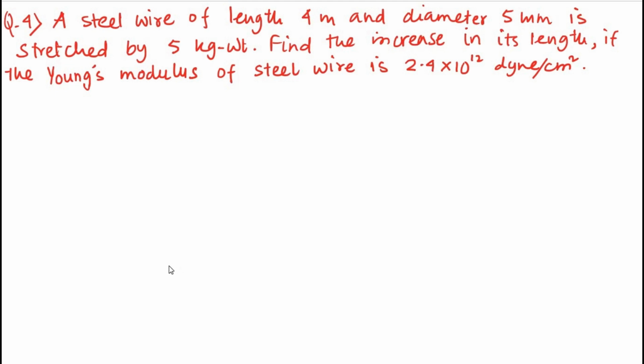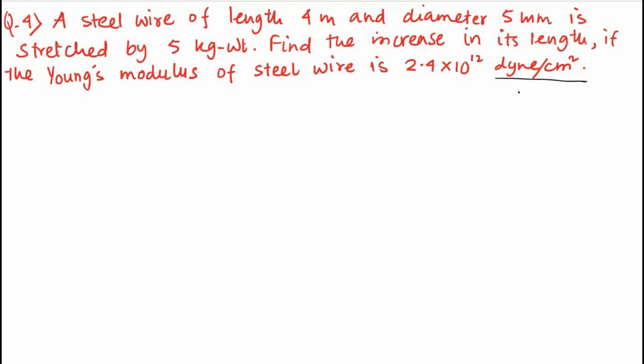Question number 4. A steel wire of length 4 meter and diameter 5 millimeter is stretched by 5 kg weight. Find the increase in its length if the Young's modulus of steel wire is 2.4 into 10 to the power 12 dyne per centimeter square. Okay, so according to the question, you have to remember one thing, that here the unit of Young modulus of steel is in dyne per centimeter square.